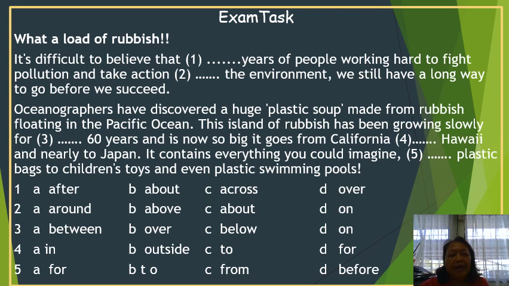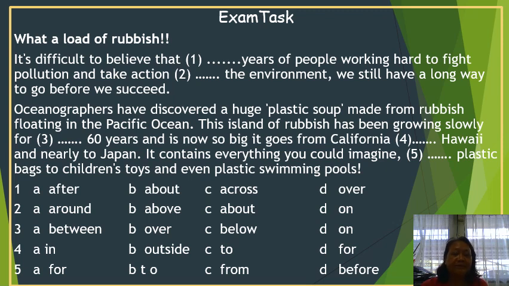Oceanographers have discovered a huge plastic soup made from rubbish floating in the Pacific Ocean. This island of rubbish has been growing slowly for 60 years, and is now so big it goes from California to Hawaii, and nearly to Japan. It contains everything you could imagine. Plastic bags to children's toys and even plastic swimming pools. I have split this text into two, okay?